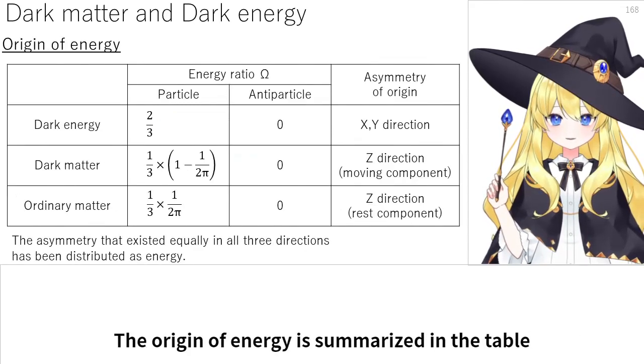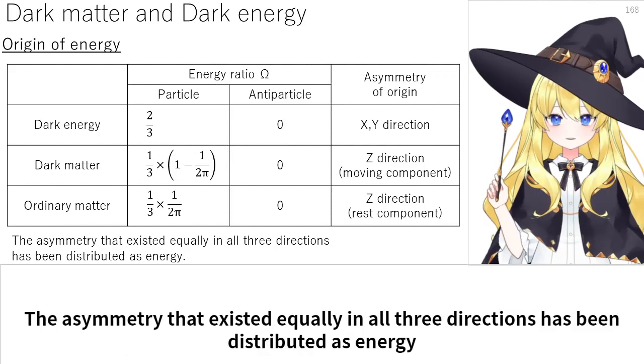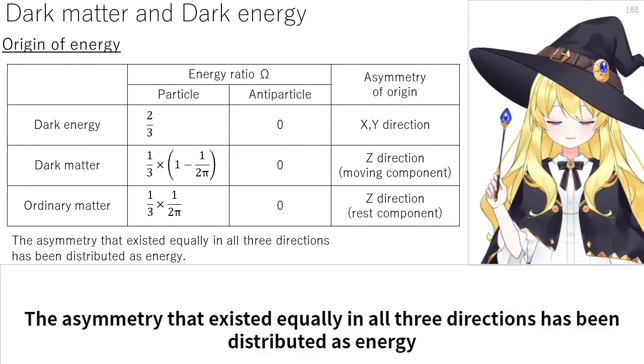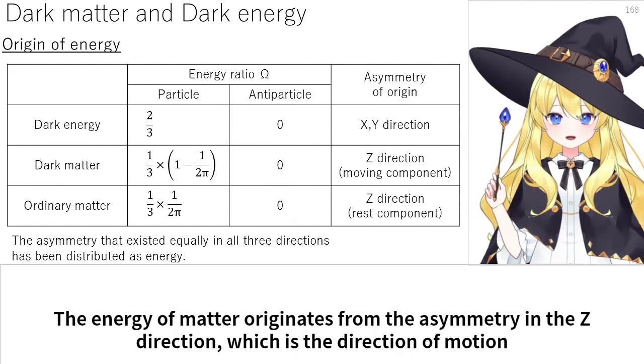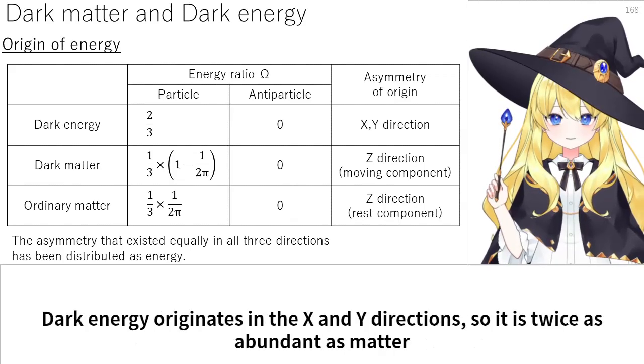The origin of energy is summarized in the table. The asymmetry that existed equally in all three directions has been distributed as energy. The energy of matter originates from the asymmetry in the z direction, which is the direction of motion. Dark energy originates in the x and y directions, so it is twice as abundant as matter.